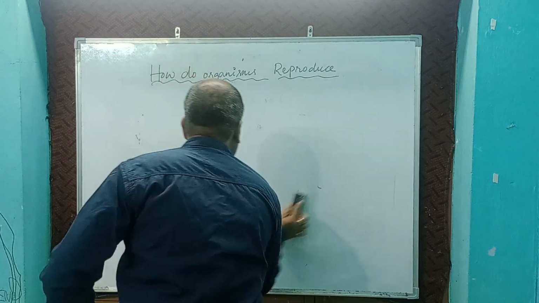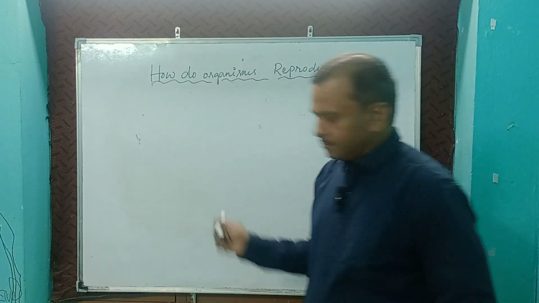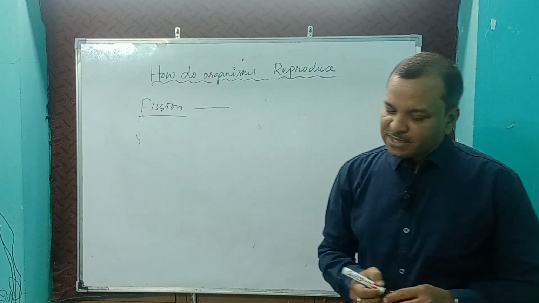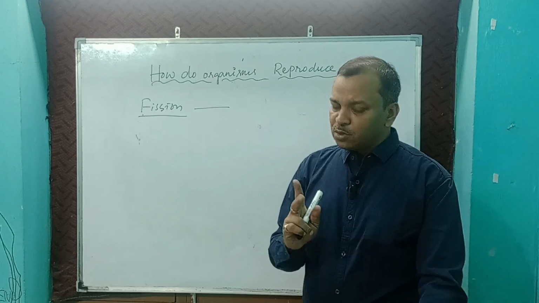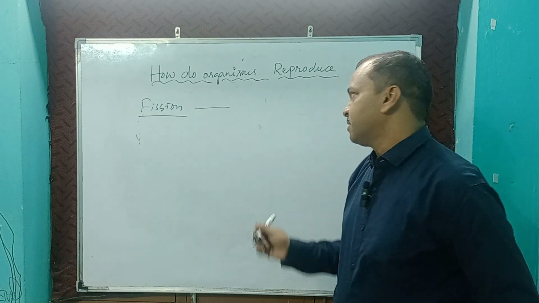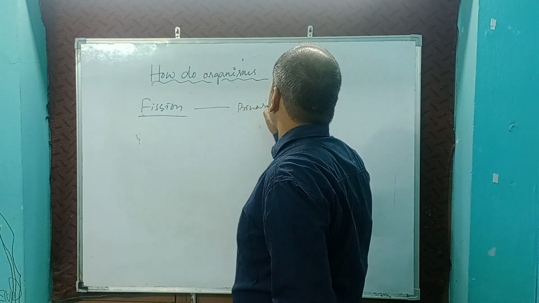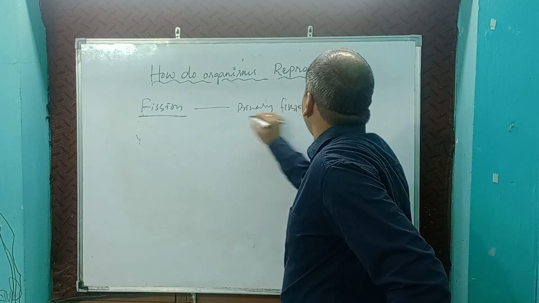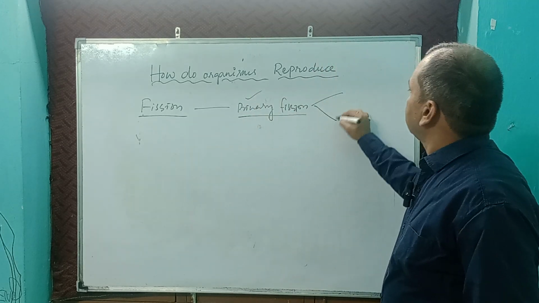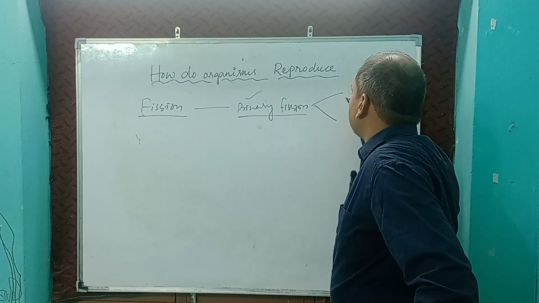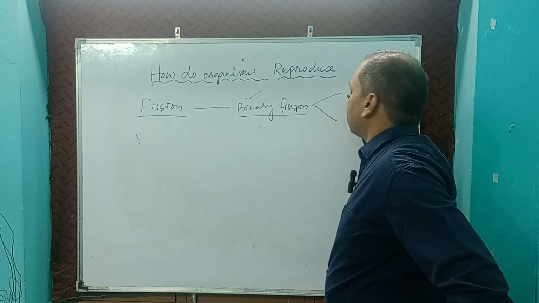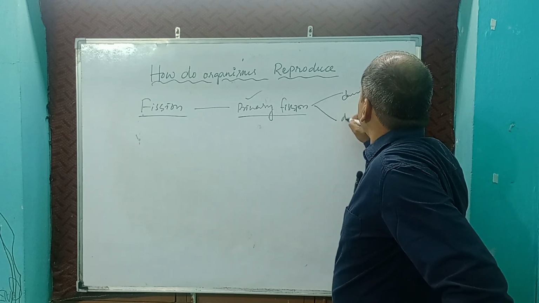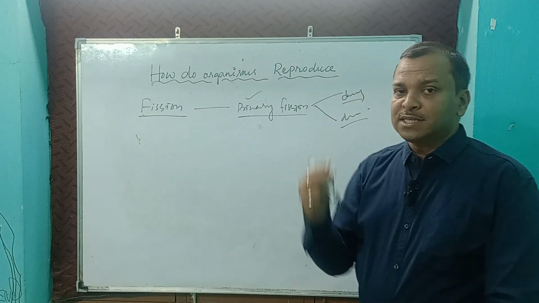In asexual reproduction, fission. Fission means it divides into daughter cells, not only into two. Remember, there are two types of fission. First one is binary fission. There is a misconception that only binary fission is there. In binary fission, the parent cell will divide into two pieces, two daughter cells. So two daughter cells from one parent.